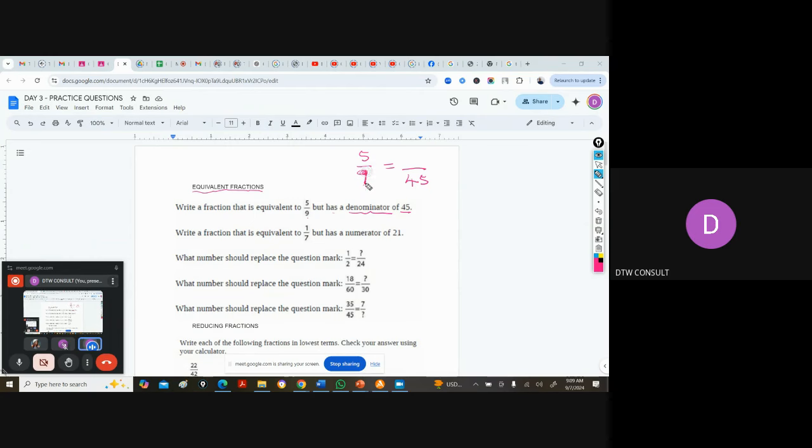If we know from here this is a fraction, and we're looking for its equivalent, and we know that the denominator is 45, 9 times what gives you 45? 9 times 5. So for finding equivalent fractions, whatever you do to your denominator, you do to your numerator. If you multiply by 5 here, you multiply by 5 there. So 5 times 5 is 25. Oh, so I got it. Aha, good. I knew you would.